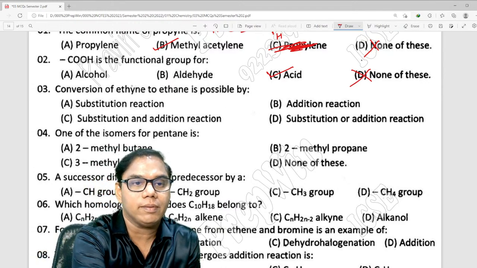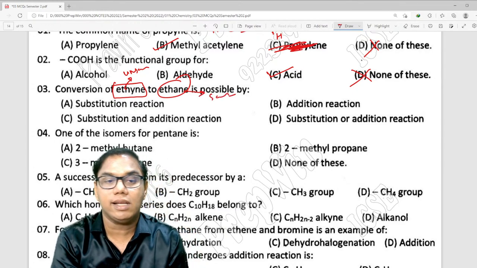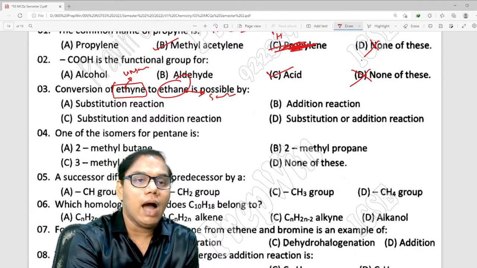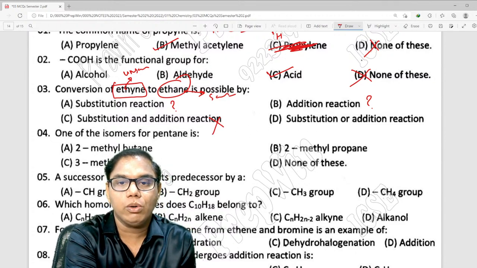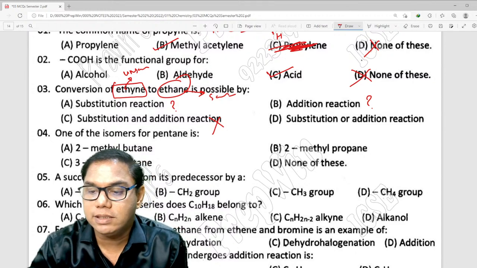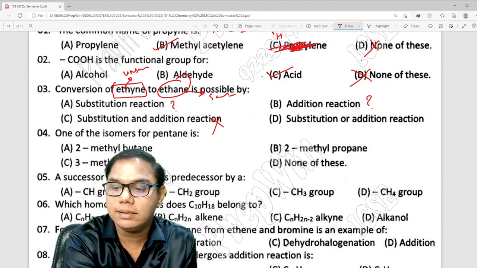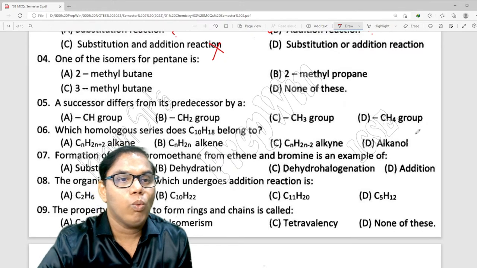Conversion of ethyne to ethane. Ethyne is unsaturated and ethane is saturated. Please remember this question, it is very, very important. Please write the question number also when you answer. Unsaturated hydrocarbons undergo, is it substitution reaction or addition reaction? Be specific with your answer. Correct answer: unsaturated hydrocarbons undergo the addition reaction.